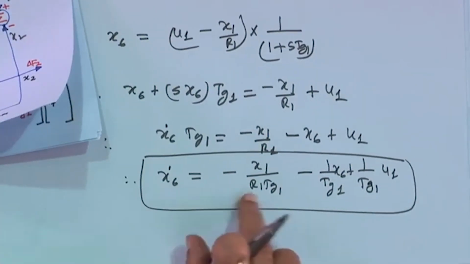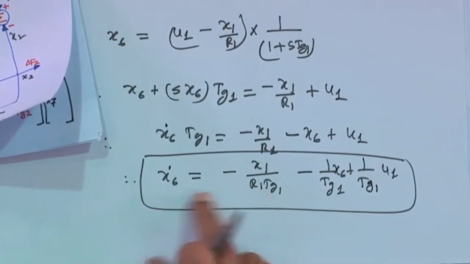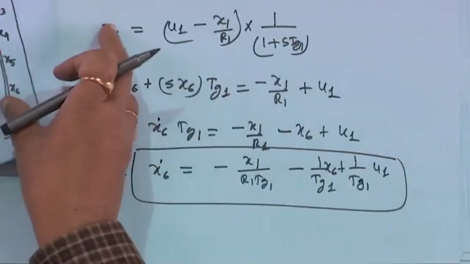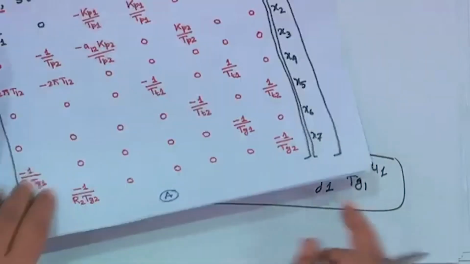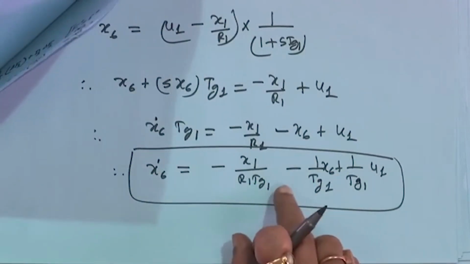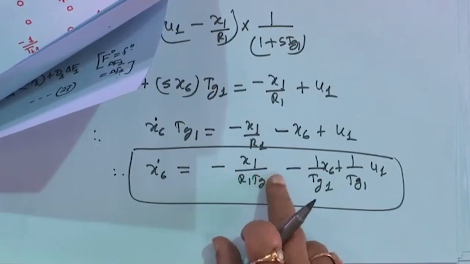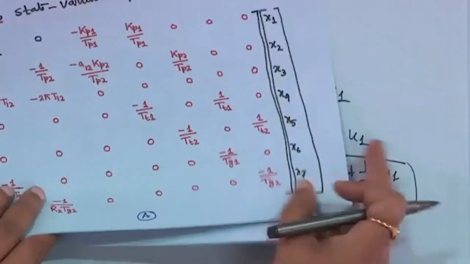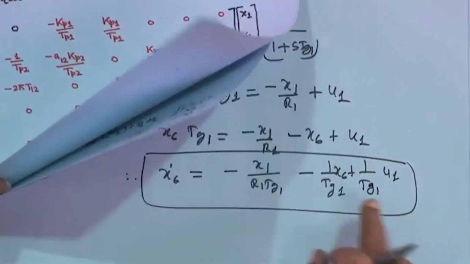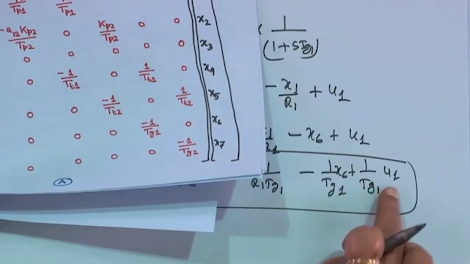So anyway, this x6 dot: if you come to the sixth row, a61 will be −1/(r1·Tg1), since it is x1. Then you come directly to the sixth element of that sixth row, because the ones in between, a62, a63, a64, a65, are all zeros. Then the sixth element is −1/Tg1, multiplying x6, and in the u term, 1/Tg1 u1 is there.